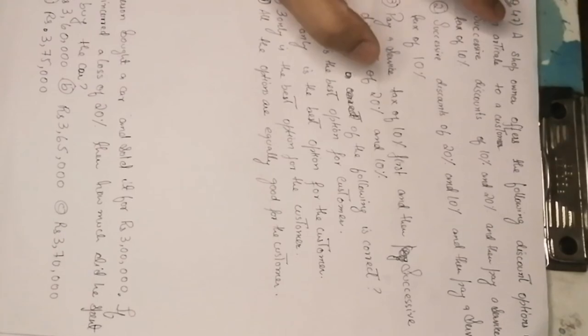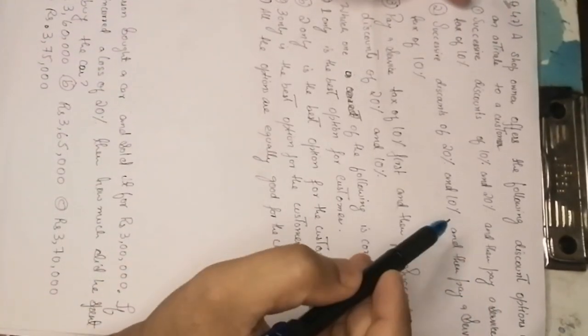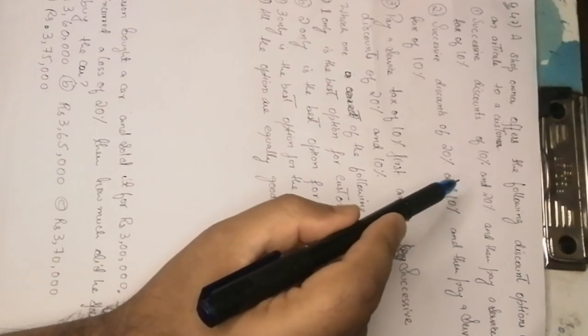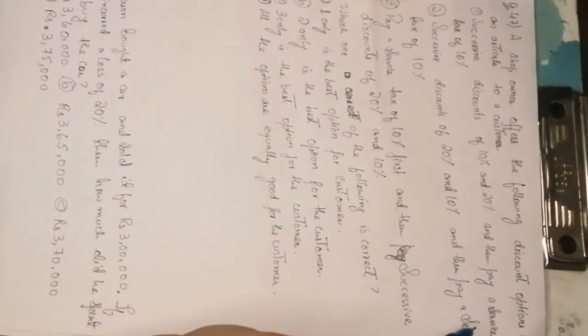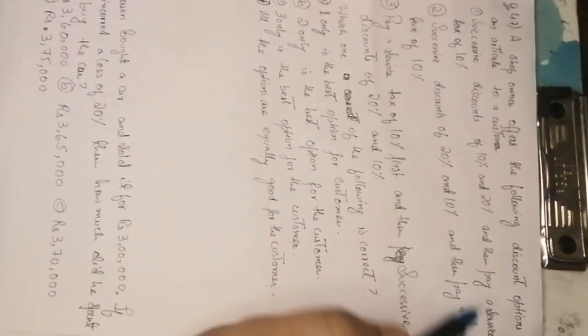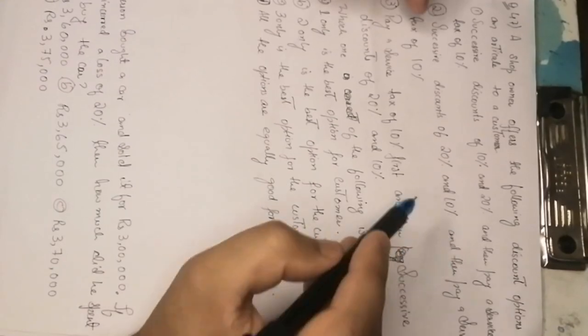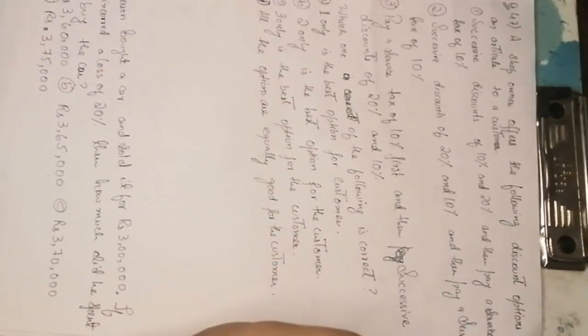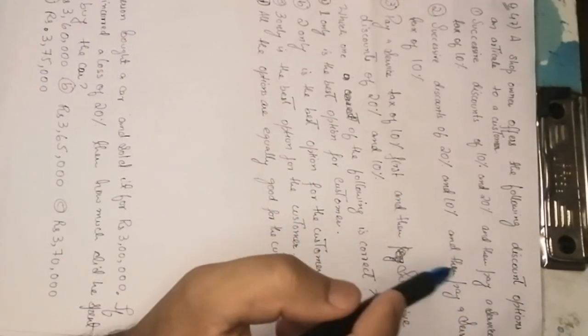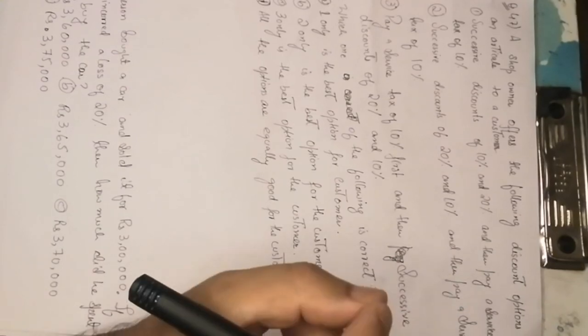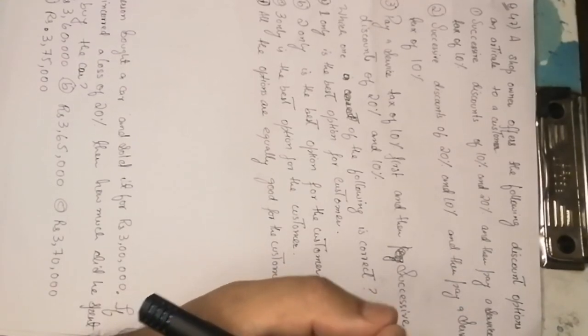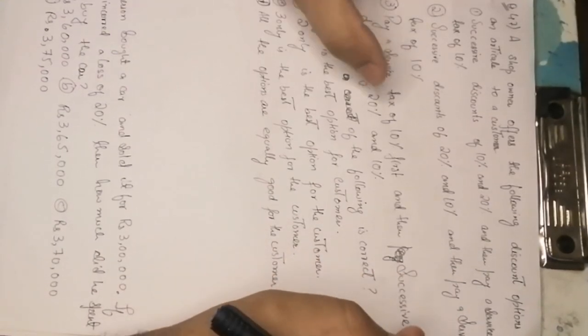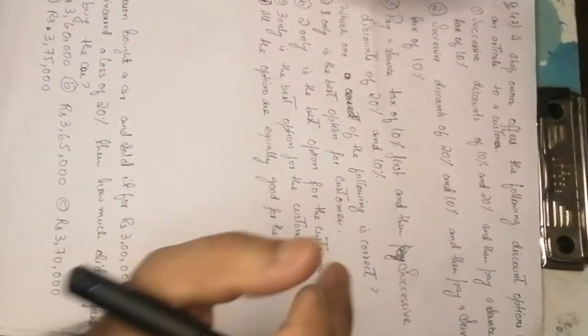Okay, a shop owner offers the following discount options on an article to a customer. First, successive discounts of 10% and 20%, and then pays a service tax of 10%. Second, successive discounts of 20% and 10%, and then pays a service tax of 10%. Third, pays a service tax of 10% first, then successive discounts of 20% and 10%. It's very easy to understand.